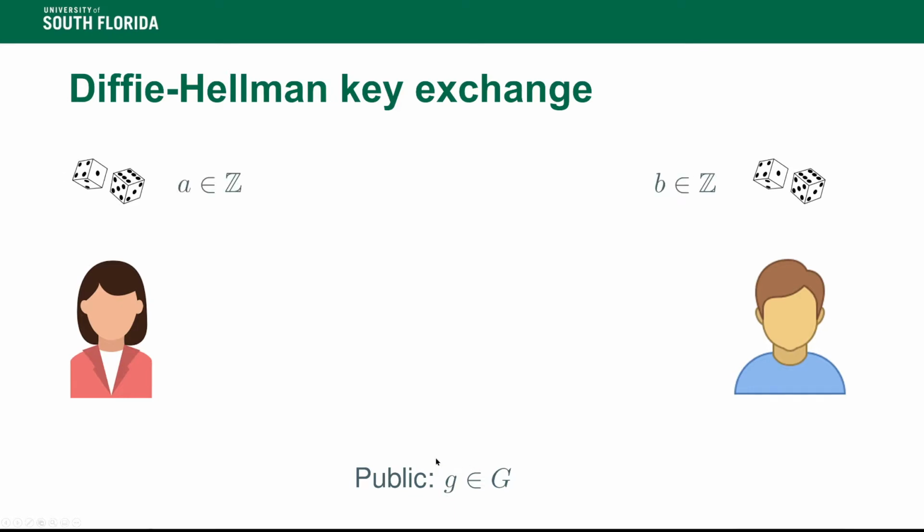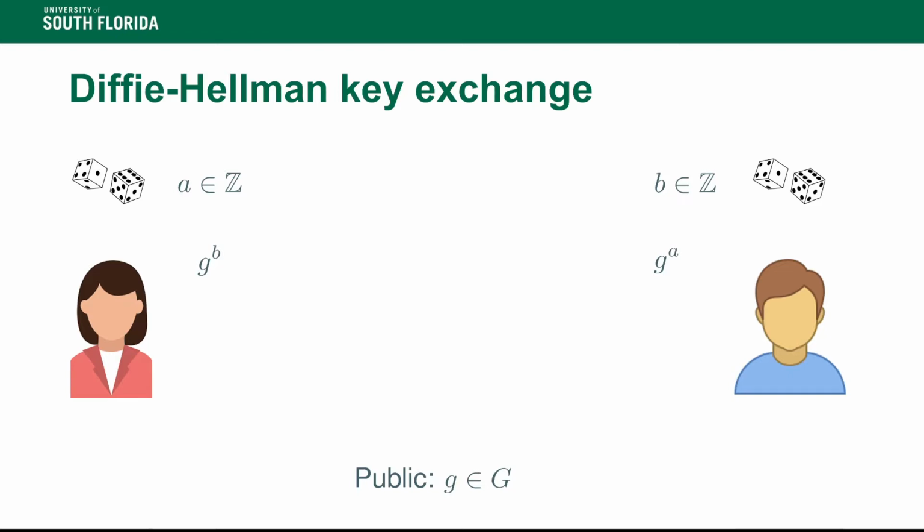Then both Alice and Bob draw integers, and then they have g to the a and g to the b. Typically those integers are going to be between 0 and the order of g minus 1, but this is a detail. Let's look at the high level picture here. They draw a and b, they can compute g to the a and g to the b, and then they send each other g to the a and g to the b.